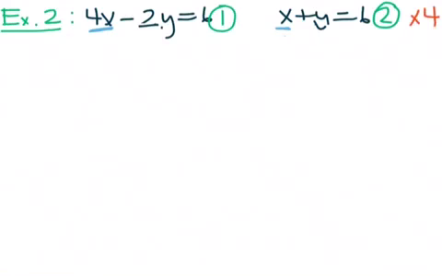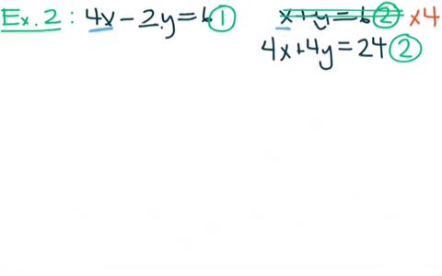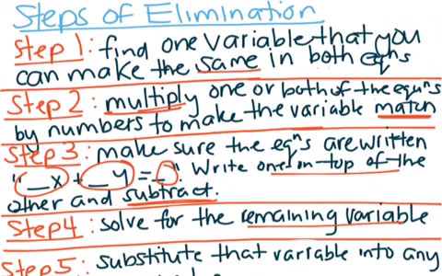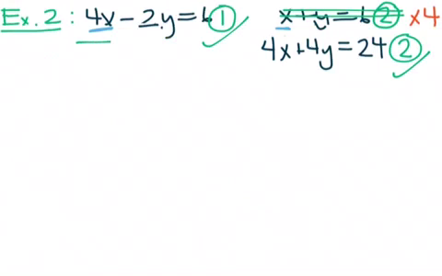So underneath, I'm going to write that this is 4x plus 4y equals 6 times 4 is just 24. So this is going to be our new number 2. I'm going to cross out the other one, don't need it. And so now we've got our number 1 and our number 2, and we've got 4x matches each other. So let's move on to step number 3 now. Step number 3 says make sure the equations are written something x plus something y equals blank, and then write one on top of the other and subtract. Okay, so I can see that's written x, y, then something, x, y, then something, so we're good.